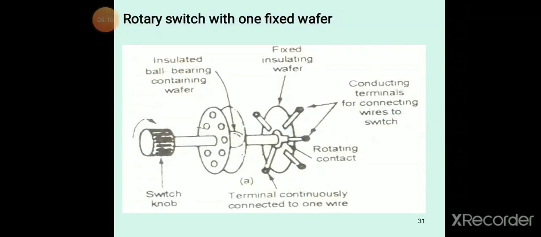Now we see here the rotary switch with one fixed wafer. First you see the switch knob. An insulating ball bearing containing the wafer is there. Next you see the switch rotating contact. Then the fixed insulating wafer, and conducting terminals for connecting wires to the switch. So this is the rotary switch which we are using.